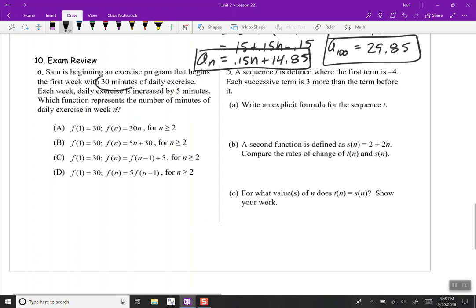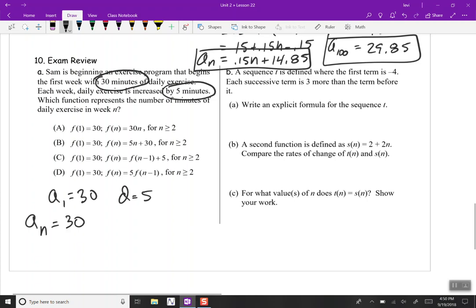So 30 minutes would be our first week, and then each week we're going up by 5. So our first term is 30. Our common difference is 5. So we'd say a of n equals 30.